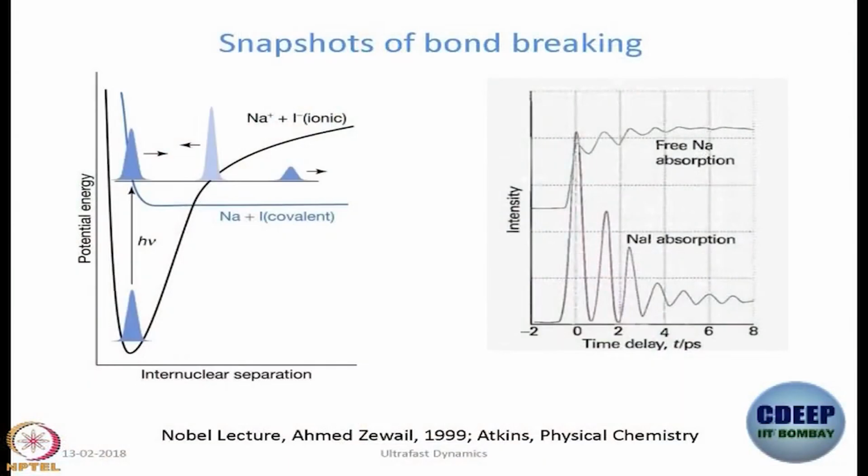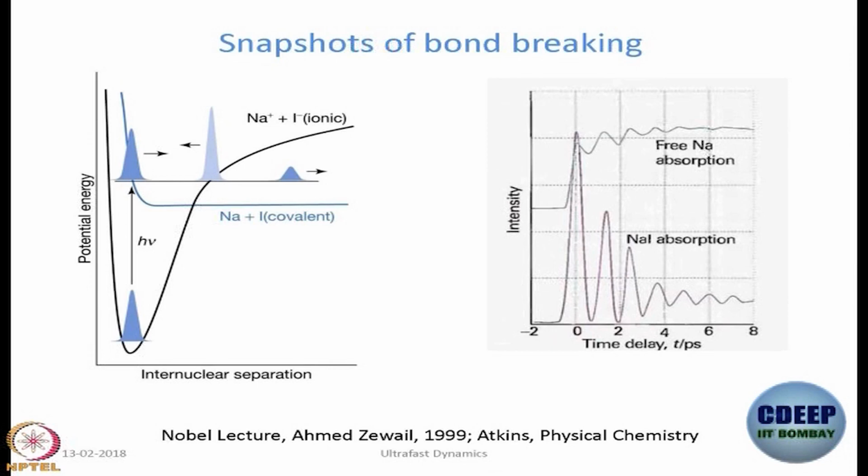This is the potential energy surface of Na plus I minus, ionic. There is also a potential energy surface of Na plus I, sodium plus iodine. Everybody has done the flame test, and there we have seen the yellow color of sodium. That is not Na plus, right? That is sodium, Na. This is why it happens, because it is possible to go from this Na plus I minus potential energy surface to the Na plus I neutral potential energy surface. So what you do is you excite it, and then the wave packet oscillates between the ionic and the covalent potential energy surfaces. Can you see it?